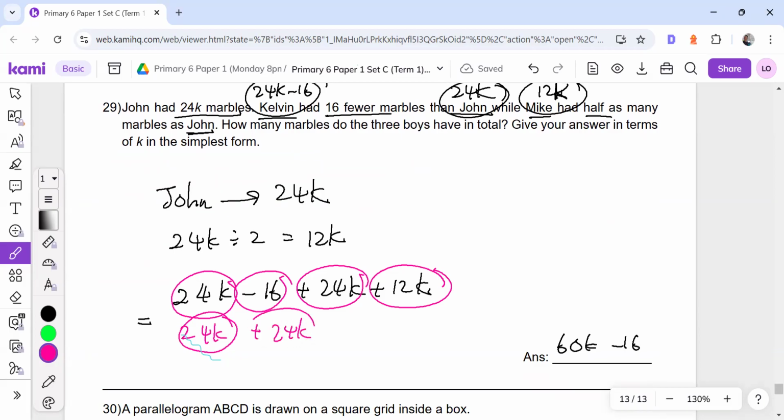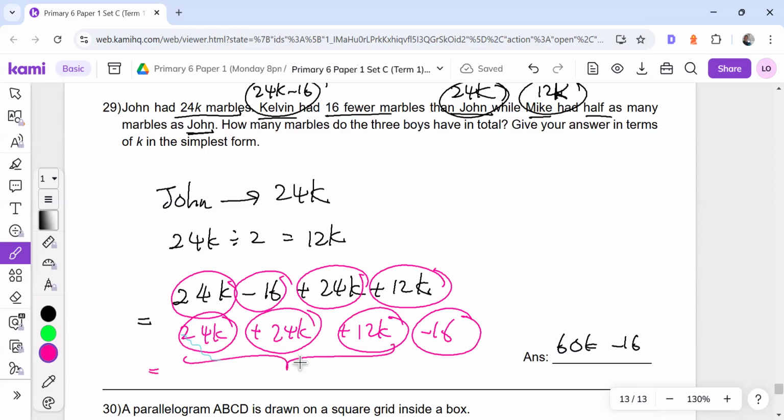The groups with the K's, right? Arrange them so that the like groups are together. Then 24K plus 24K is 48K. 48K plus 12K will be 60K minus 16. Correct? Yep. Okay, understand? All right, so that's question 29.